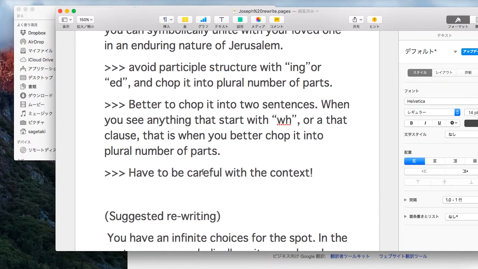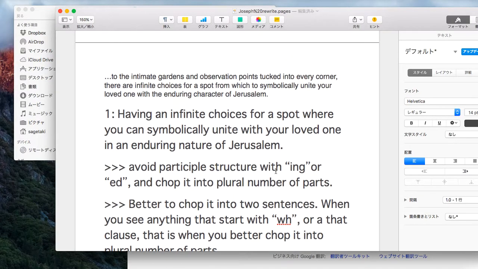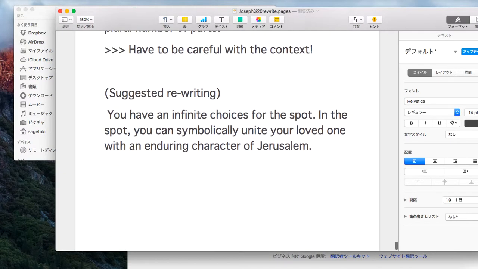And as I stated, you have to be very careful with that context. I want you to compare the two things. You can symbolically unite it with your loved one in an enduring nature of Jerusalem. So who and who are united? This is the person and the character of Jerusalem. It is not a person with a person. That's what you have to be very careful about.